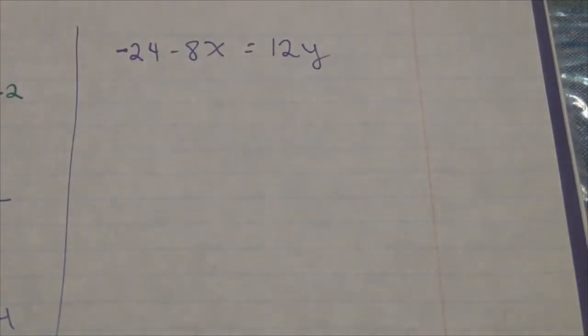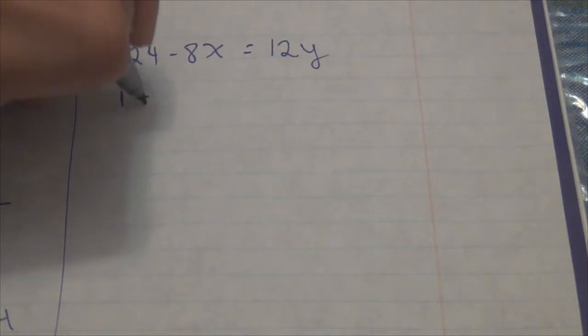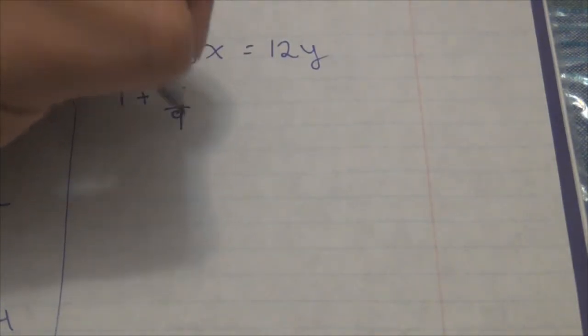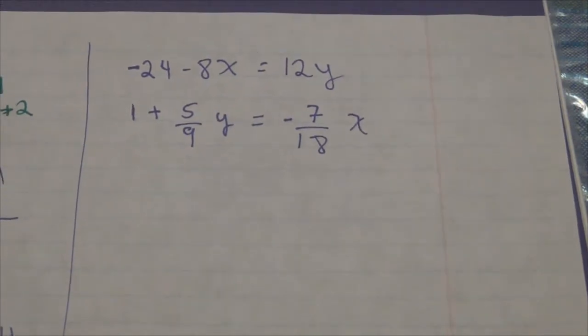Let's see. Choose one that is nice. Okay. This one is going to be difficult, but nothing better than trying a challenge. So I'm going to have negative 24, minus 8x equaling 12y. And then the other equation is going to be 1 plus 5 over 9 y equaling negative 7 over 18 x. You scared yet? Because I am.